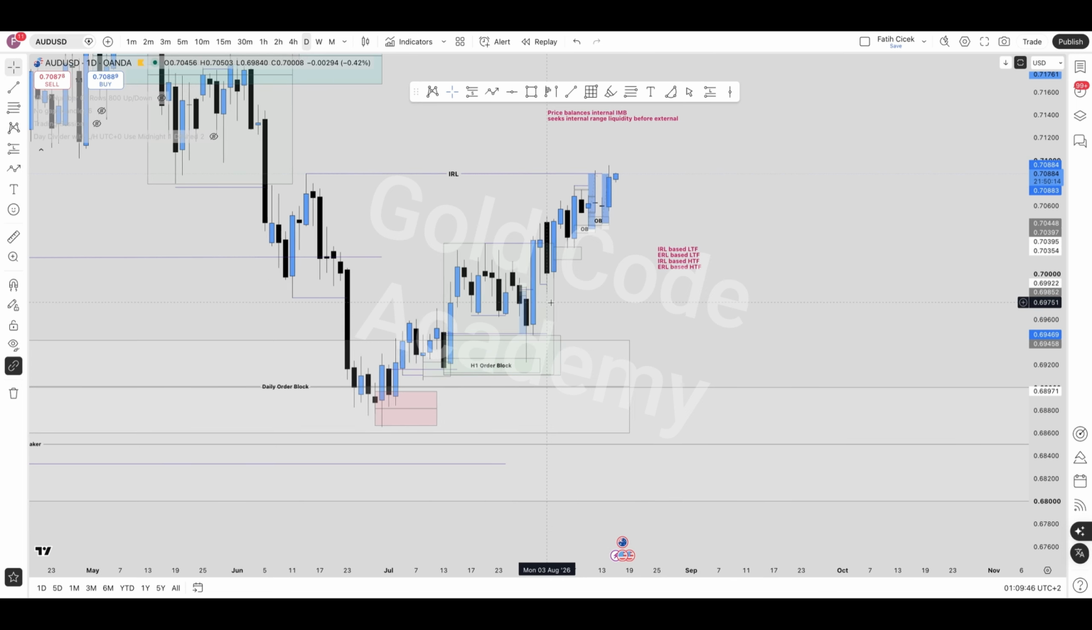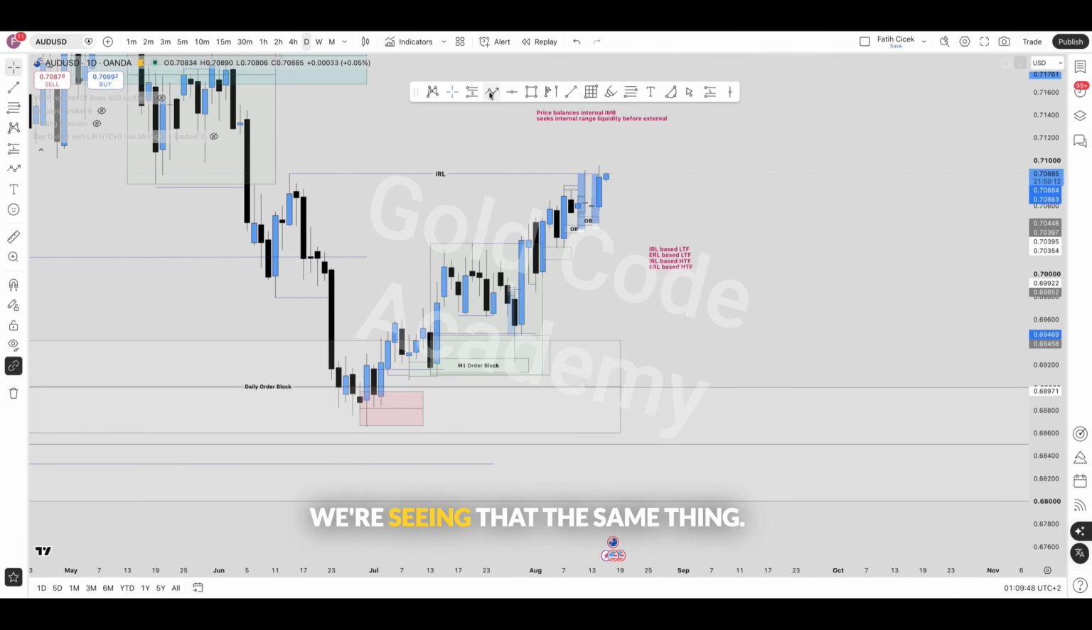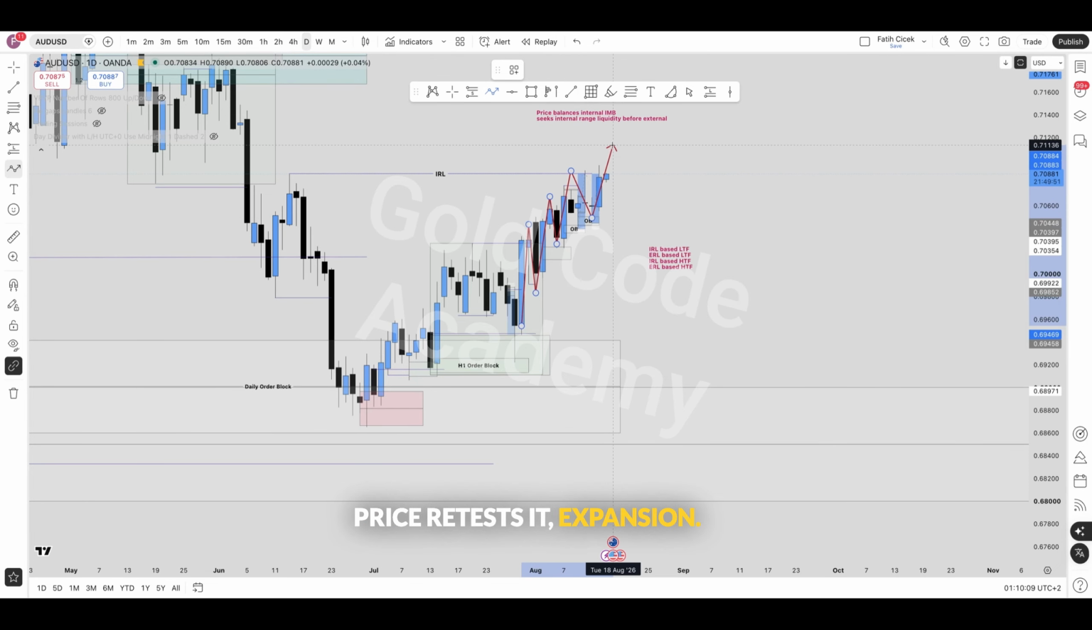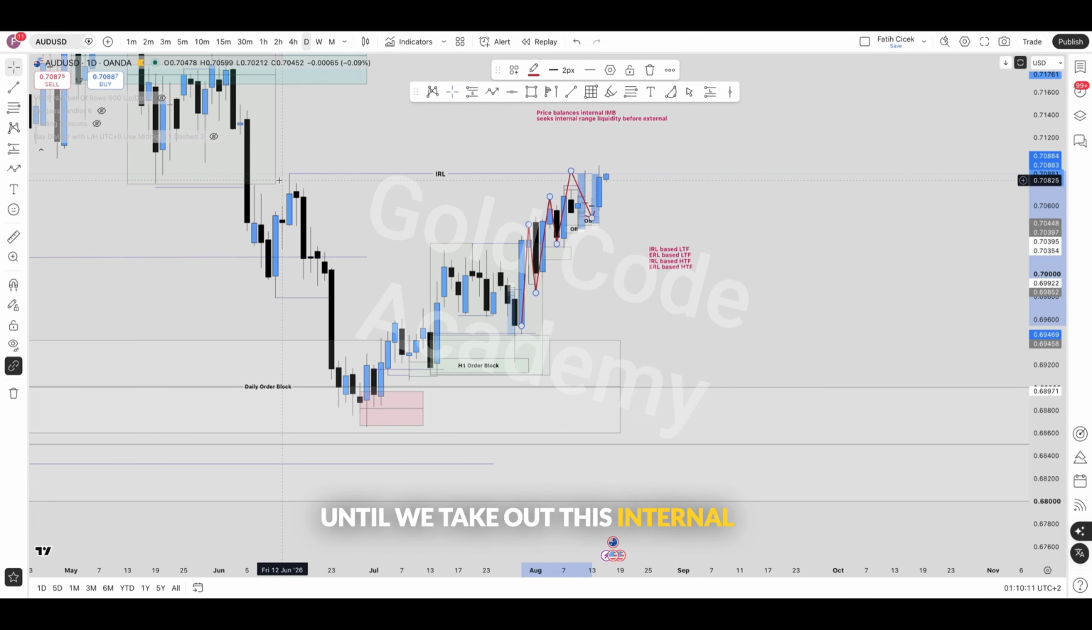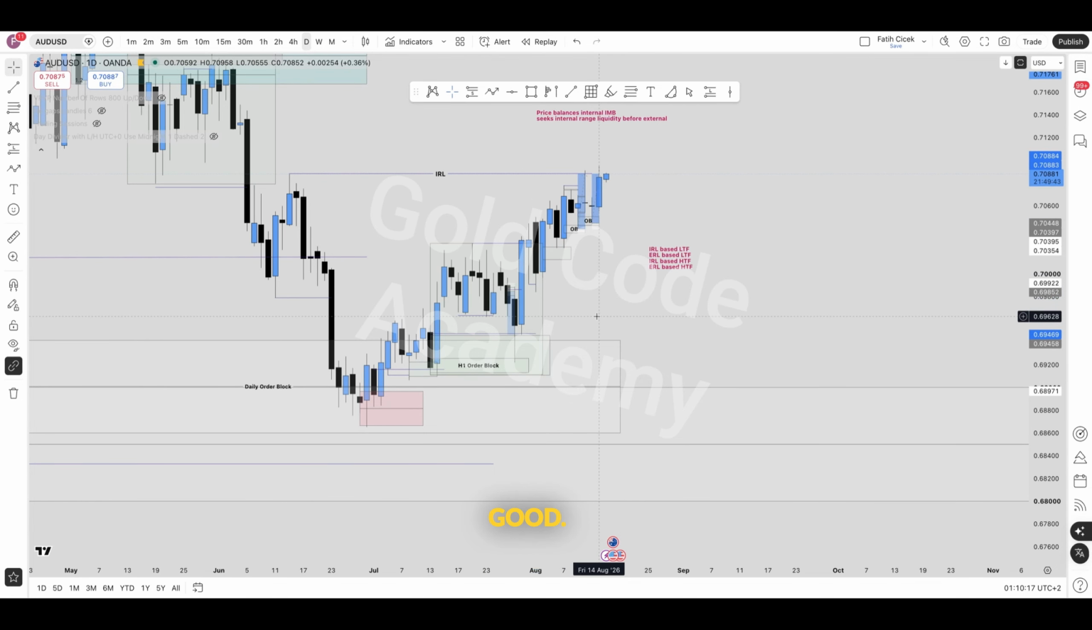And then what we're seeing afterwards is the same thing. This is now our new order block, expansion back into the order block to the upside. This is now the new order block, price retests it, expansion. This is now the next order block, price retests it, expansion, until we take out this internal and daily internal range liquidity. All right, good.